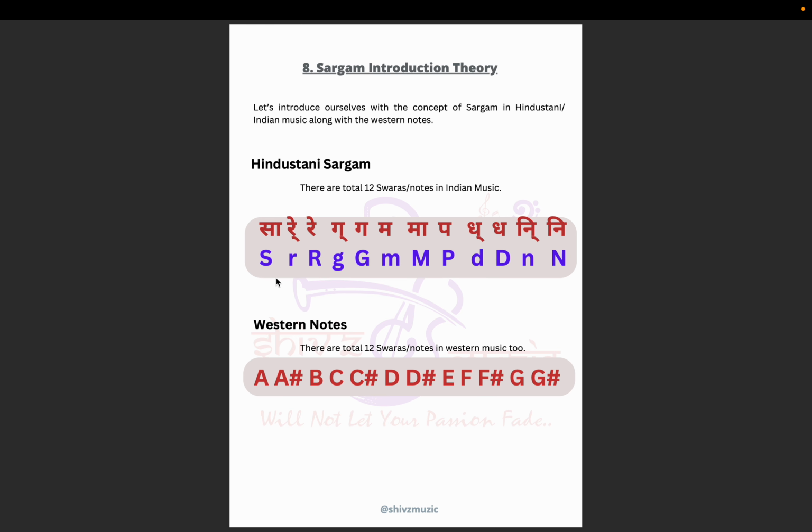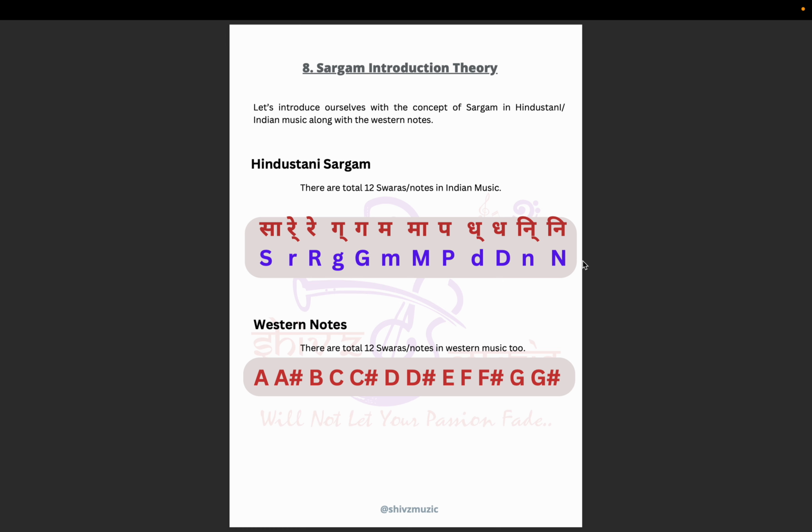For those who can't read Hindi, I have denoted them with English alphabets: Sa, Re, Ga, Ma, Pa, Dha, Ni, Sa. These are just swaras. If I sing, it will sound like Sa, Re, Ga, Ma, Pa, Dha, Ni, Sa. We will learn all this in detail in upcoming lessons. For now, just know that there are a total of 12 different swaras in Indian music.